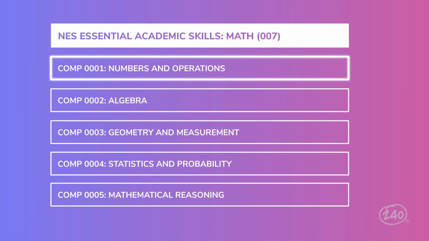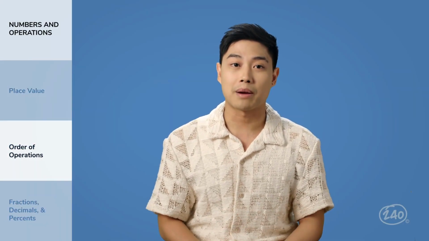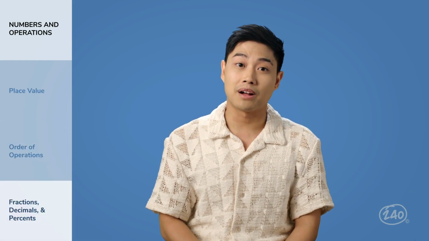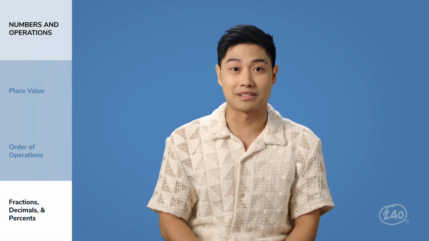This first competency is called numbers and operations. The big things you're going to see here include place value, order of operations, and problems involving fractions, decimals, and percents. Your mission, should you choose to accept it, is knowing how to add, subtract, multiply, and divide, and in what order. And you'll need to be able to handle whole numbers, negative numbers, and trickier numbers like fractions. But hey, don't worry, this mission isn't impossible.